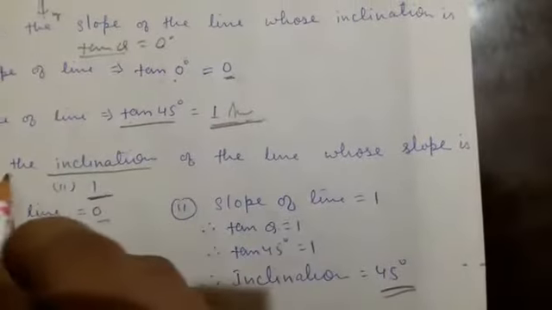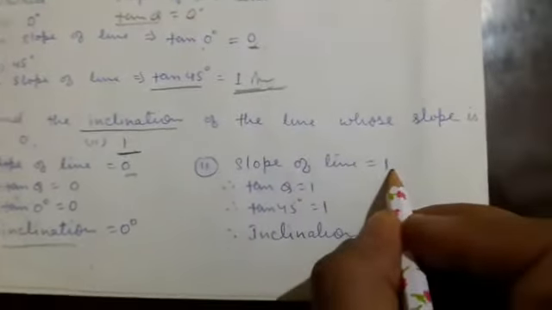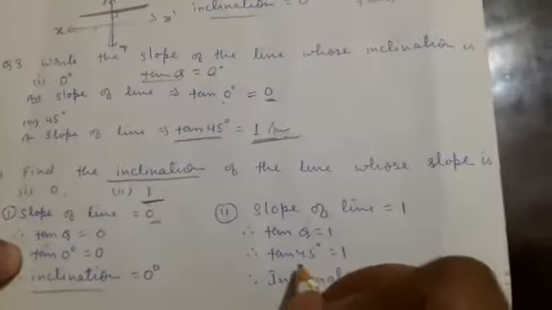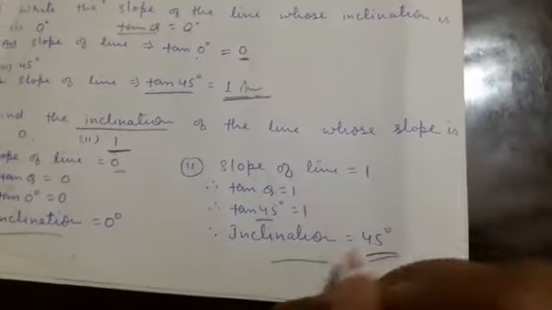Now the next question: the slope is given as 1, so we have to find the inclination. The slope of the line is equal to 1, so tan theta is equal to 1. For which value is tan theta equal to 1? 45 degrees. Therefore, the inclination will be 45 degrees.